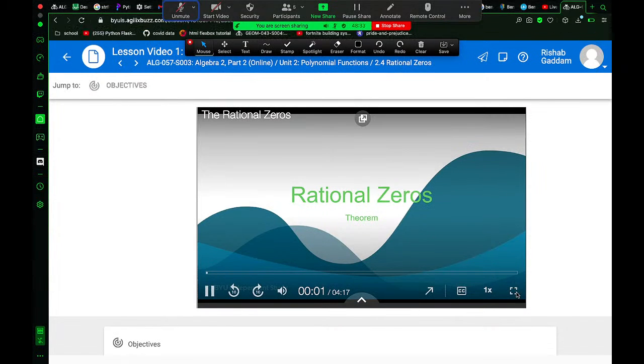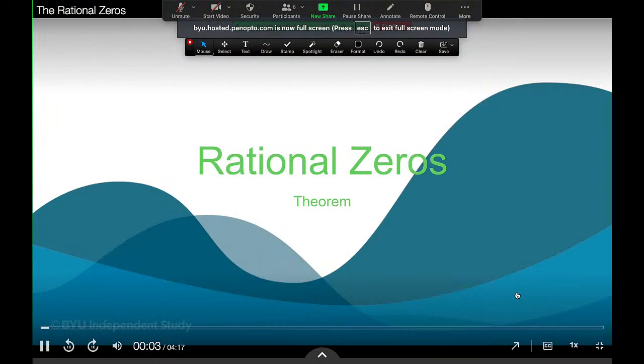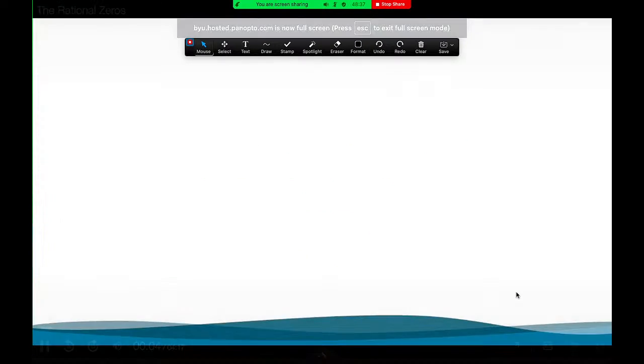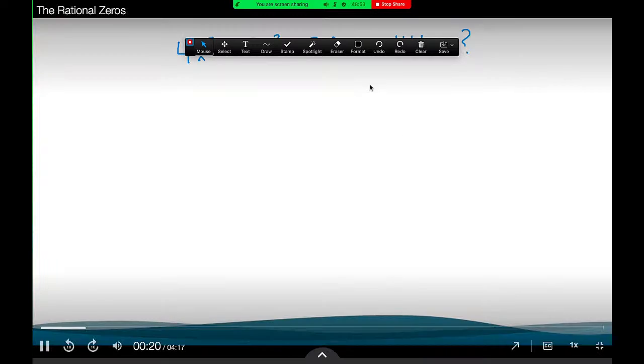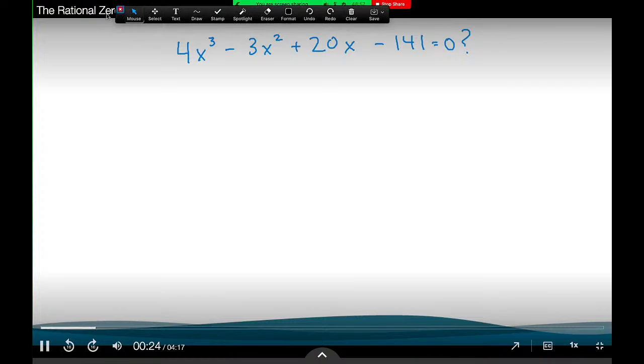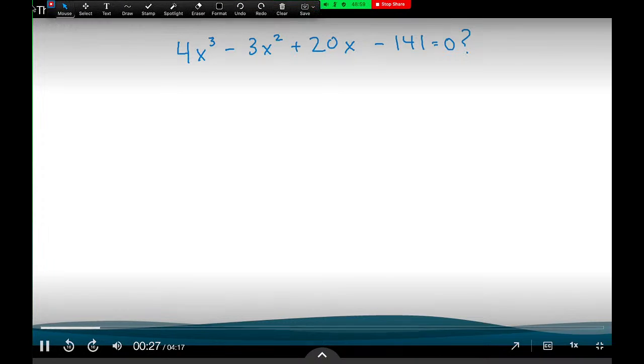Let's talk about how to find the rational zeros of a polynomial. Say we have the polynomial 4x cubed minus 3x squared plus 20x minus 141, and we were asked to find the zeros. How would we go about solving this complicated problem? Well, we could use the synthetic division method, but it could take a really long time with a polynomial this large. Let's look at something called the rational zero theorem that can help us to solve this problem.